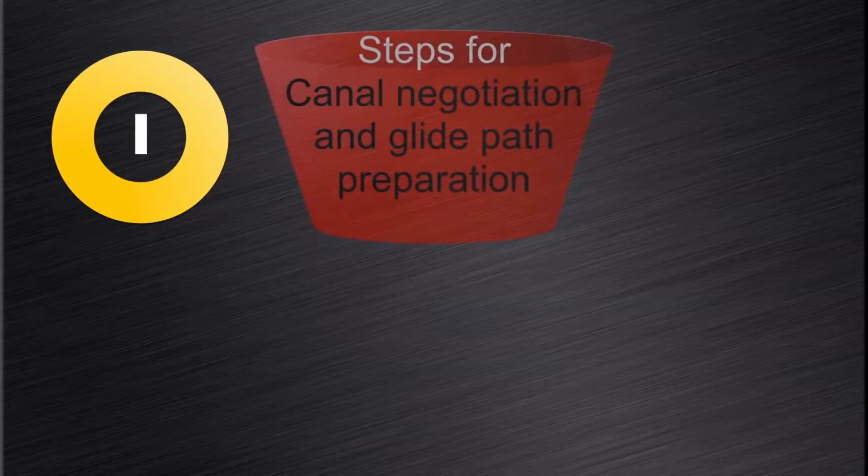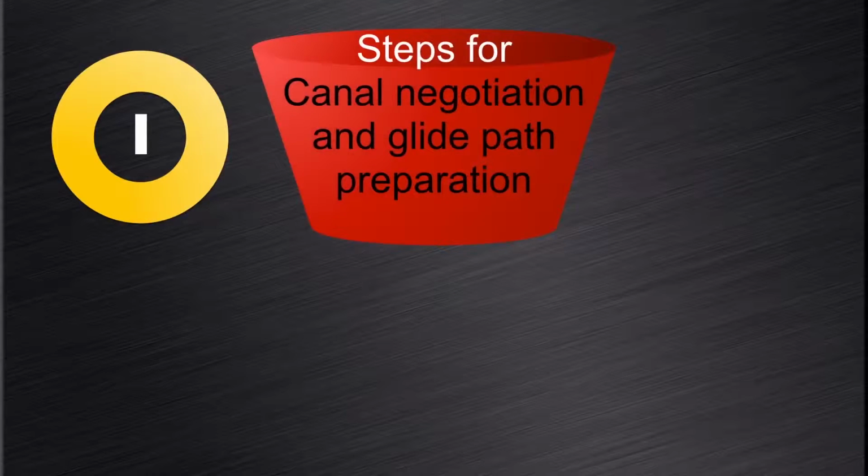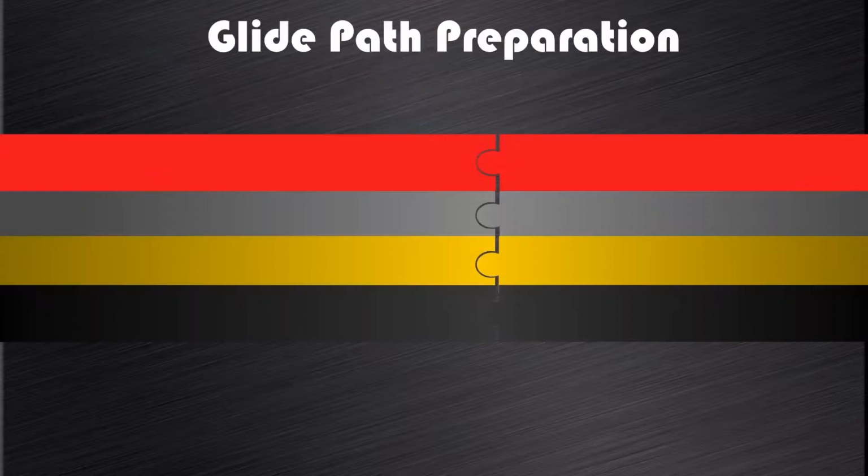Canal negotiation and glide path preparation is the first part of the root canal preparation, and probably the most important part. I often find myself spending more time on this part of the procedure to get the canals patent before glide path preparation compared to the actual preparation with root canal preparation instruments. So allow me to highlight my step-by-step protocol for this phase of the treatment.